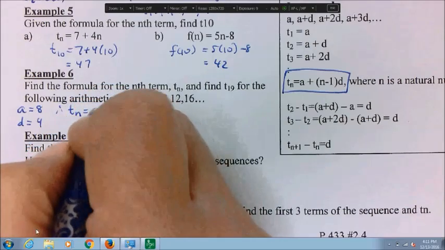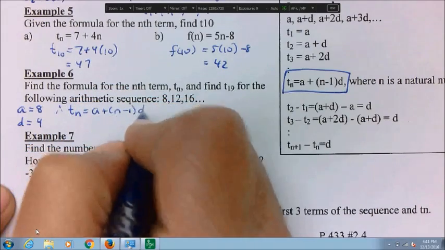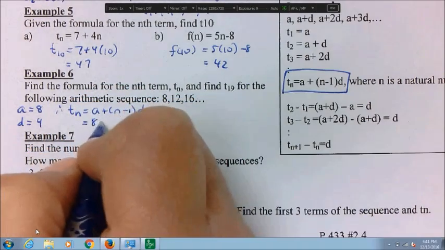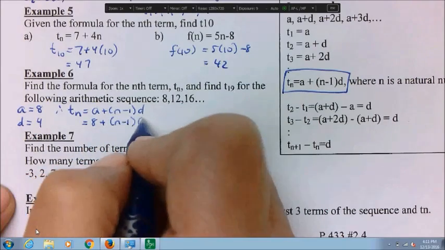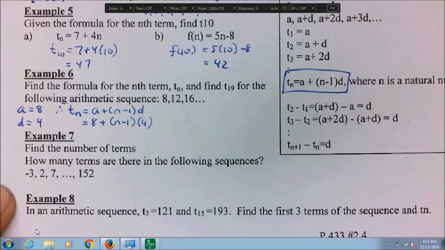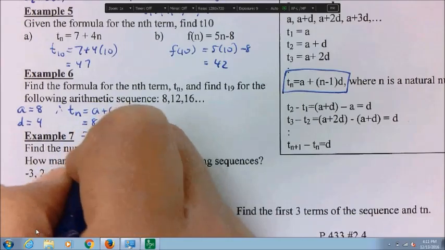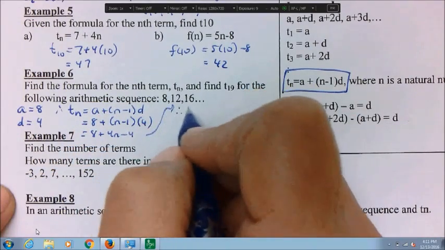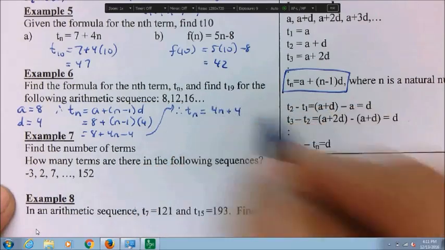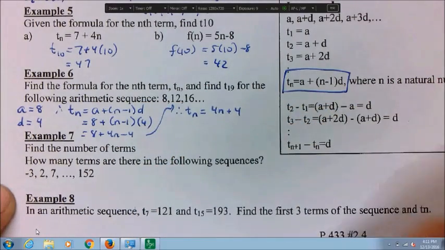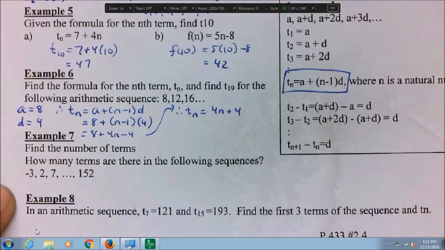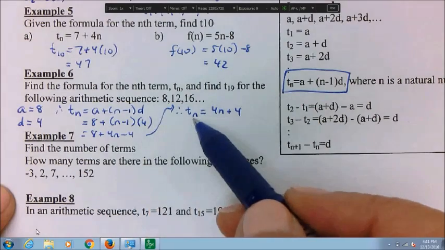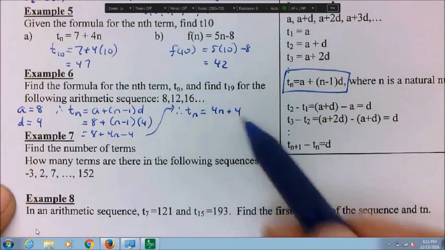So Tn is equal to a plus (n minus 1)d, which is 8 plus (n minus 1) times 4. And then we just simplify that. That would be 8 plus 4n minus 4, or in other words, Tn is equal to 4n plus 4. So this means that for any number in the sequence, let's say you want term 1000, you could figure out term 1000 without listing all of the numbers by just subbing in 1000 for n.